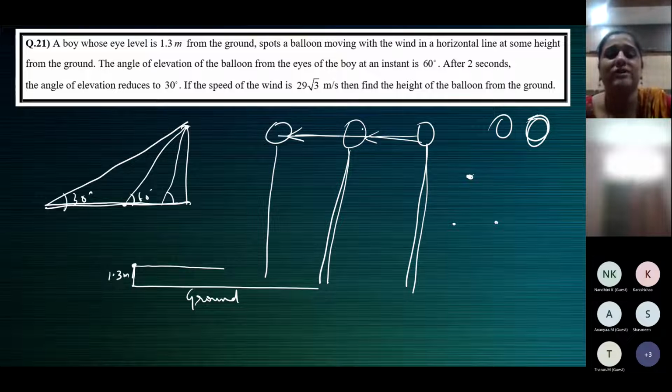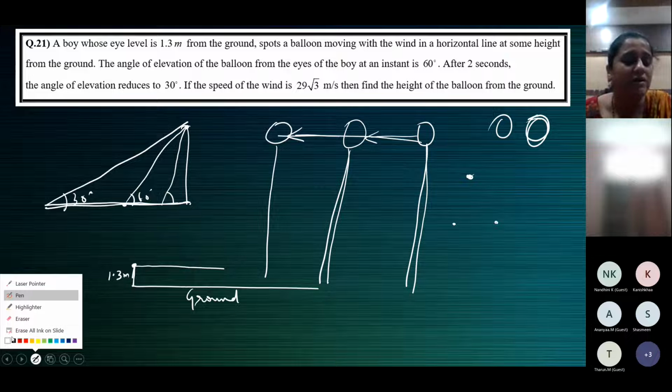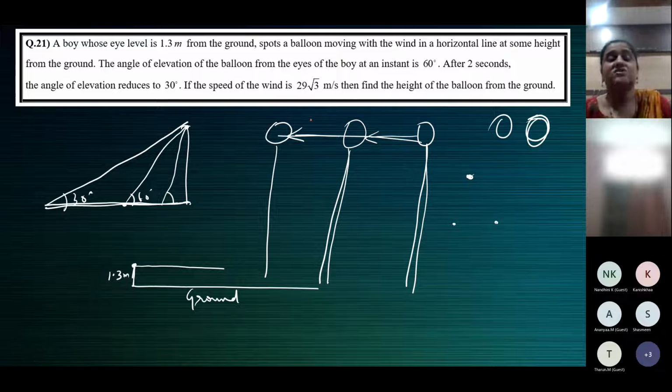If the speed of the wind is 29√3 meters per second, then find the height of the balloon from the ground. Now this speed, see here, speed and time cannot be used in the figure. Speed and time, I hope all of you are listening. Speed and time cannot be used to mark in the figure. See now 2 seconds, you cannot mark like this one is 2 seconds. You cannot mark time in the figure. In the same way, you cannot mark speed in the figure.